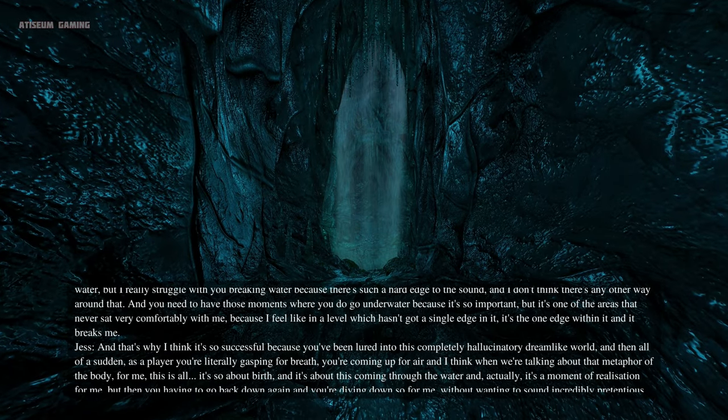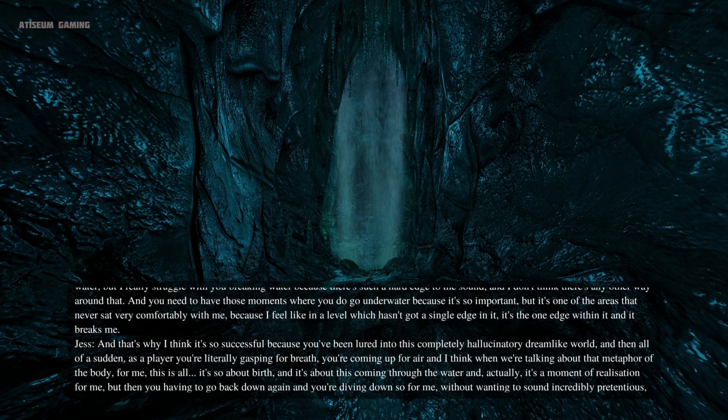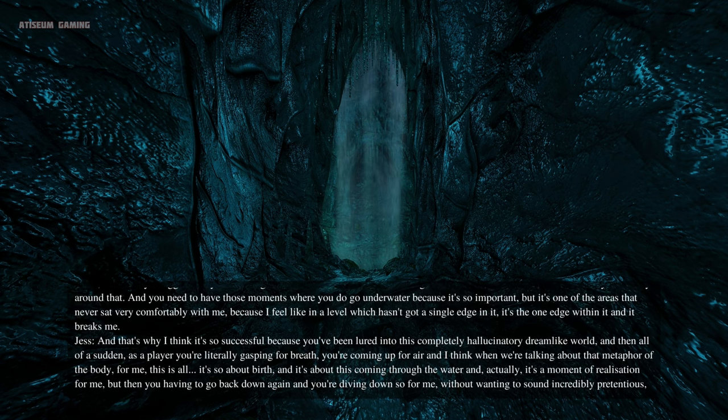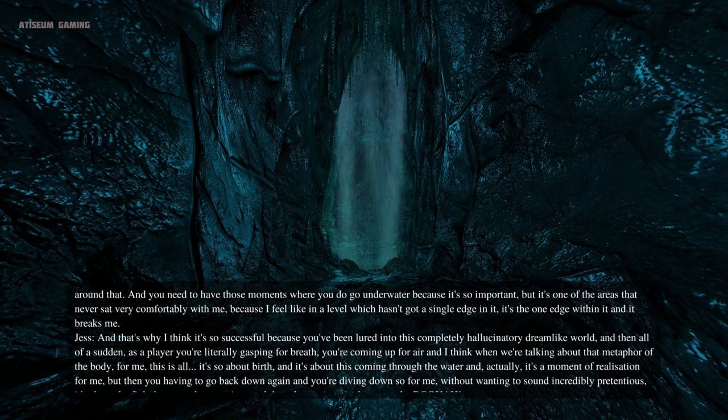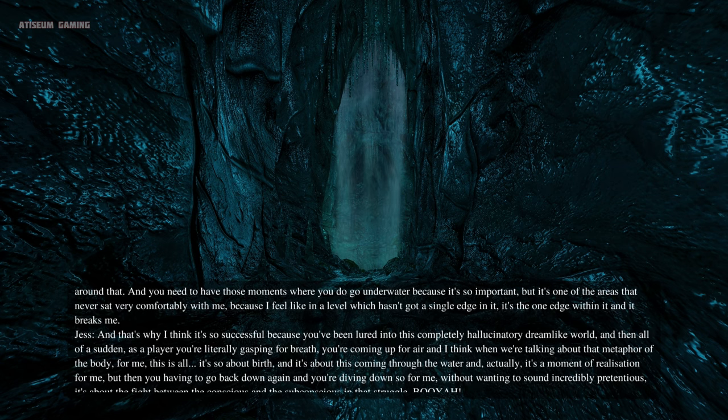But it's one of the areas that's never sat very comfortably with me, because I feel like in a level which hasn't got a single edge in it, it's the one edge within it, and it breaks me.